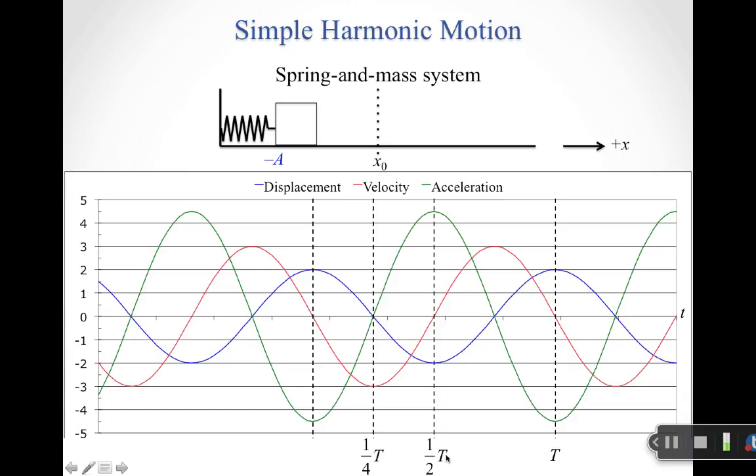I wait another quarter of a period, so now I'm halfway through the period, and now I'm over at negative amplitude. So my box has gone from positive amplitude to negative amplitude, and so now it's at its maximum negative displacement. The velocity, again, is 0, and the acceleration is now at its maximum value but pointed in the positive direction.